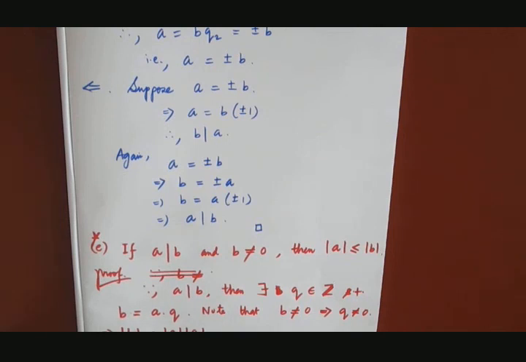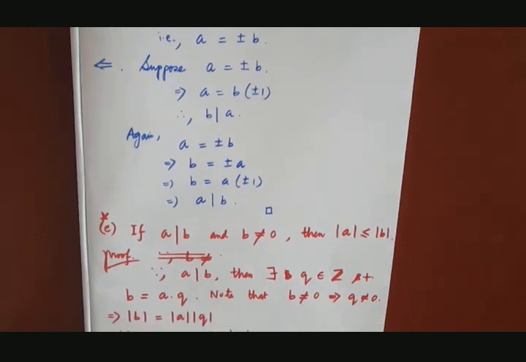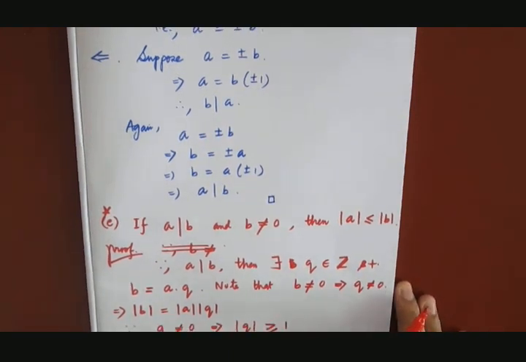So just use this result here. That means modulus of B will be greater than or equal to modulus A times modulus Q, and since modulus Q is greater than or equal to 1, this will be greater than or equal to modulus A times 1. And that is the proof. That is, modulus A is less than or equal to modulus B. And that completes the proof. Go through it.